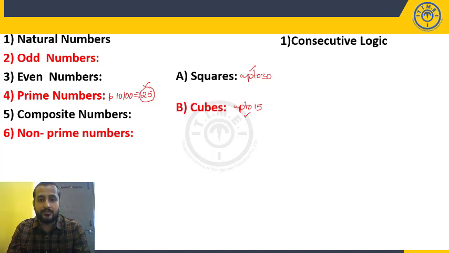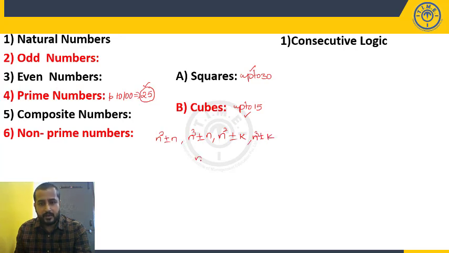What are those nearest to squares and nearest to cubes? That is n square plus or minus n, n cube plus or minus n, n square plus or minus k, some constant, n cube plus or minus k, n square plus or minus n by 2, these kind of numbers, where n is a natural number, or n can be an odd number, or an even number, or a prime number. So please try to learn these numbers by heart. Once you are able to remember the squares and cubes, remembering these numbers will be very easy.